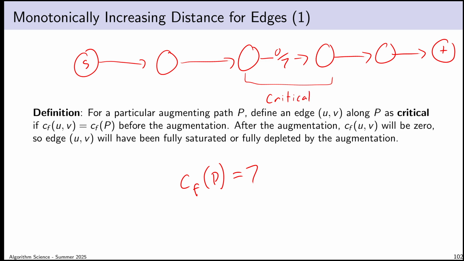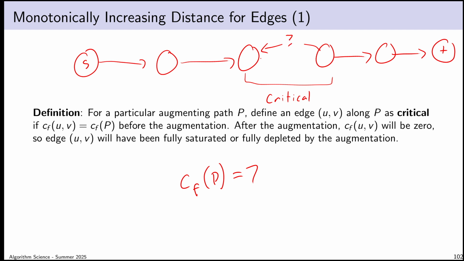So one way an edge can be critical is if its capacity in this direction, so pushing flow in the right direction along the edge, is equal to the capacity of the path. And this is the end, of course, when we're done the augmentation, this edge will be fully saturated. It will have 0 residual capacity. However, it's also worth noticing that because of the way that we define augmenting paths, this could also happen.